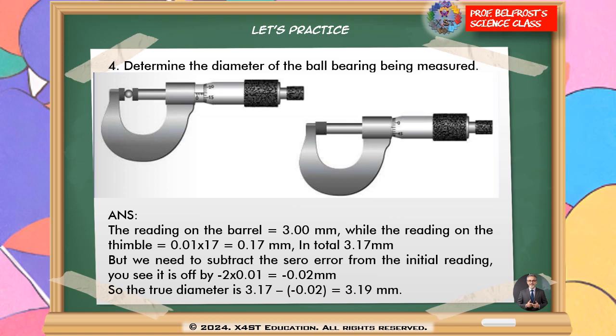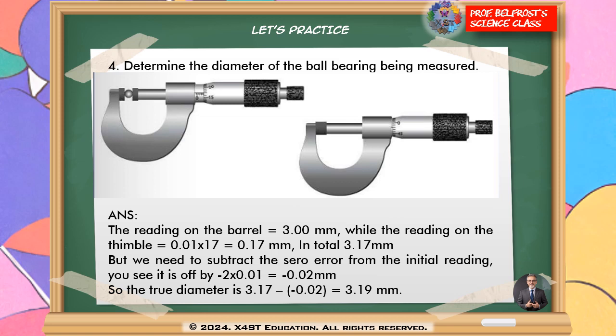The reading on the barrel in the left picture is 3 millimeters, while the reading on the thimble is 0.17 millimeters. So in total, 3.17 millimeters. But in the right picture, it shows the initial position before the measurement is made. So there is a zero error in the initial reading. It is off by minus 2 times 0.01 equals minus 0.02 millimeters. So for the true diameter, we need to subtract this amount.